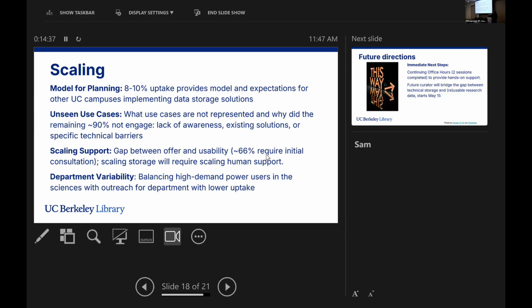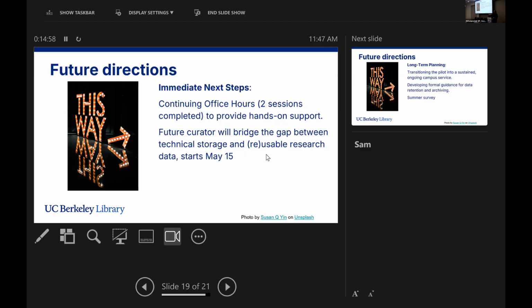There's some scaling support that we'll need to deal with because we did have a really high request for consultation. So there's a gap between what we're offering and people's ability to just immediately ramp up and get going. And then, as you saw, really variable response from different departments, these high demand power users, and then departments with lower uptake.